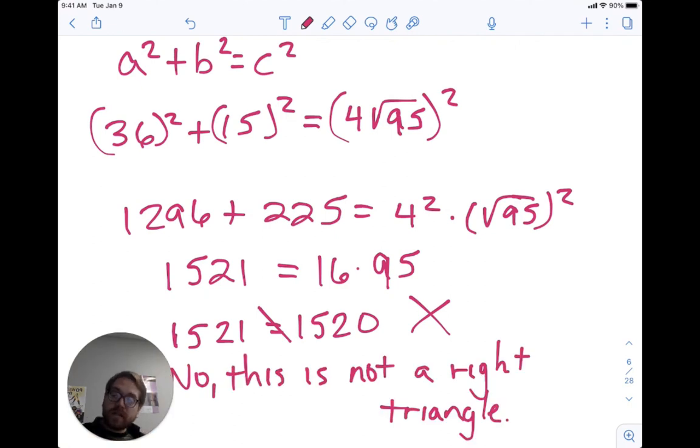So in order for this to be a right triangle, those would have to be equal to each other because that would mean that the theorem works, or the equation works. They fit the equation. But since they're not, the equation doesn't work, and so this is not a right triangle. And that's how I would go about completing that type of problem. One other thing you might note is that the square of a square root, the square root of 95 squared, is just 95, right? The square and the square root cancel each other out, so pay attention to that as well. But this is your final answer.